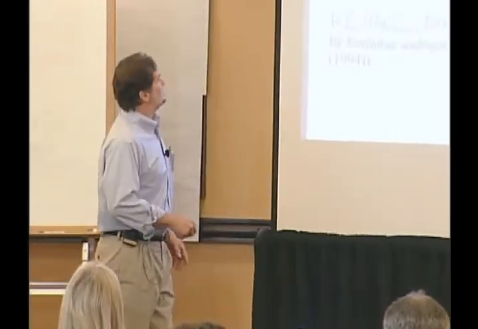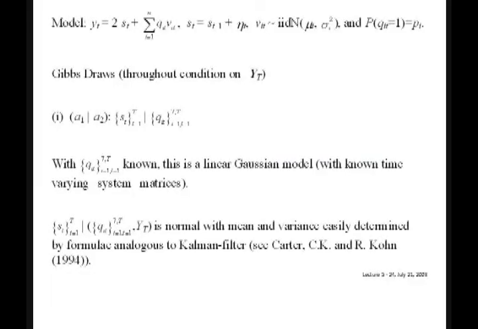Okay, so that must be what this next slide says, I bet. Yeah. If I know what these Q's are, I know these indicators of which normal I happen to draw from, drawing the S's is trivial. It's a linear model. So boom, I got it. Drawing A1 given A2, drawing the S's given the Q's, is simple.